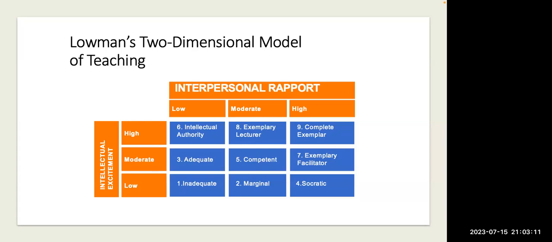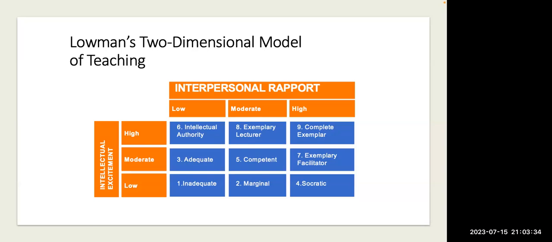Then number 7, if you are moderate in intellectual excitement and high in interpersonal rapport, you are a facilitator. That means you're very good. It's a very great role. Anything 5 and above, I think we are all at least 5. But if you're less than that, then that is okay. Welcome. It's up to you to evaluate yourself. You need to think very carefully about each.